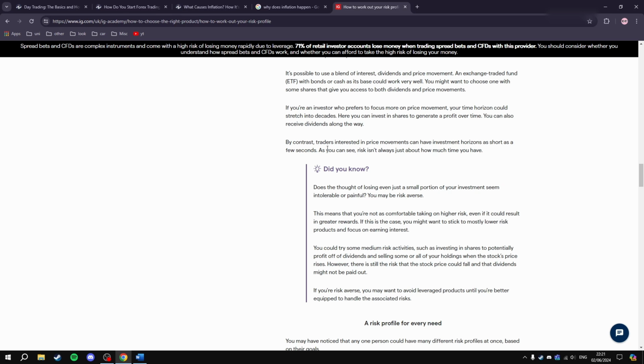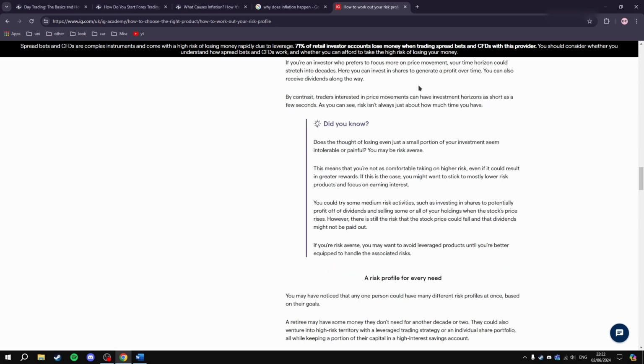If you're an investor who prefers to focus more on price movements, your time horizon could stretch into decades. Here you can invest in shares to generate profit over time. You can also receive dividends along the way. By contrast, traders interested in price movements can have investment horizons as short as a few seconds. As you can see, risk isn't always just about how much time you have.